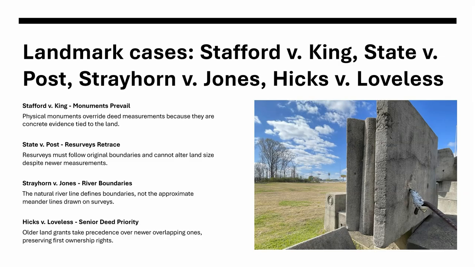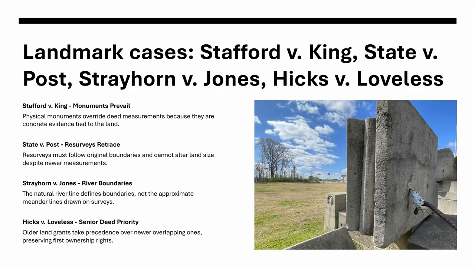The court ruled that the river is the boundary. Meander lines are guides. They approximate the course of the stream, but they do not replace it. The river, in all its irregularity, is the true line.